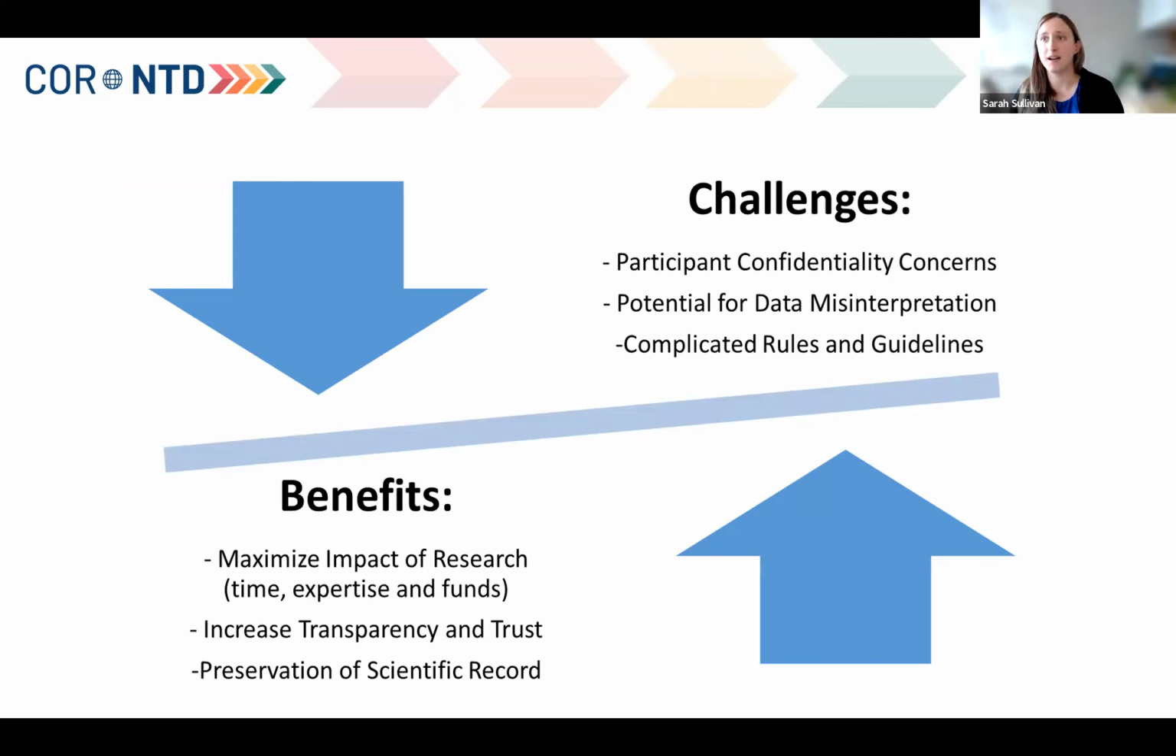We want to maximize the impact of research. Sharing data can increase transparency and trust, both within the scientific community and from the public, their trust in the scientific community. And we preserve the scientific record with it. But it can be challenging. We need to take confidentiality concerns seriously. There's a potential for misinterpretation of data, especially if data is not given proper context. And there can be complicated rules and guidelines.